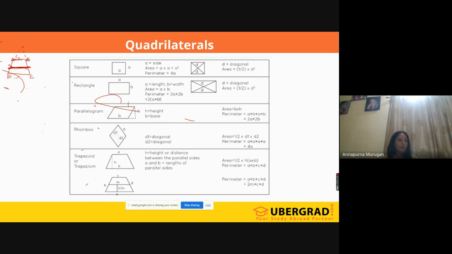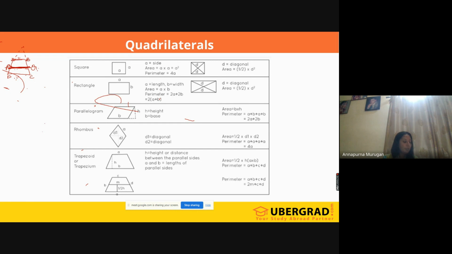This is a parallel side, and this is again a parallel side. So PQ will be half of the sum of these sides. PQ, because it is the median, isn't it?